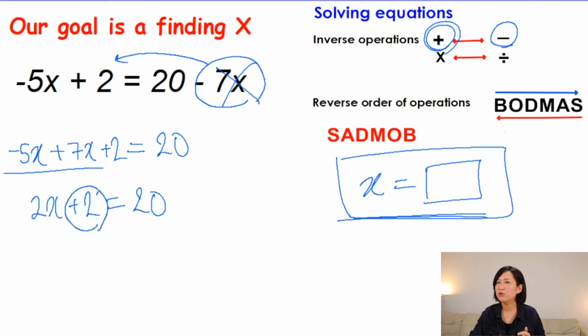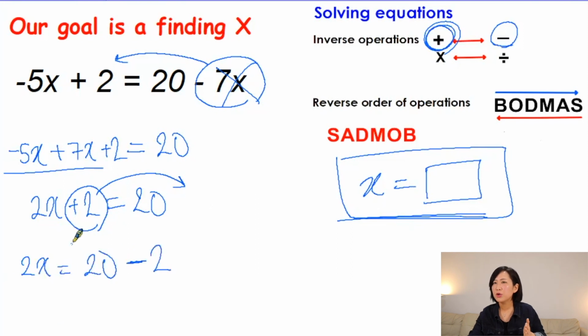Still, we need to undo in order to find x equal to a number, right? So I want to undo the plus 2. Undoing plus 2 is a minus 2, right? So minus 2 on both sides. That is actually the same as moving plus 2 to the other side of the equal sign, right? So now undo the plus 2, that gives you 2x, because plus 2 minus 2, you undo. That's why plus 2 disappeared. Then 20, then undo the plus 2, that is a minus 2. It gives you 2x equals 18.